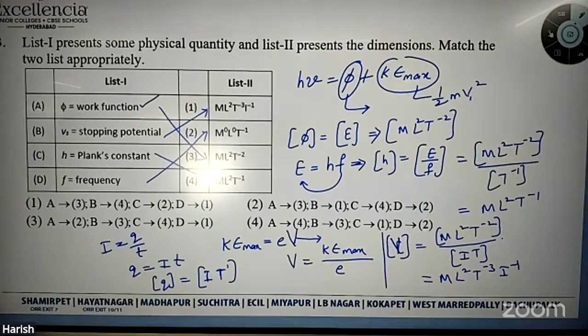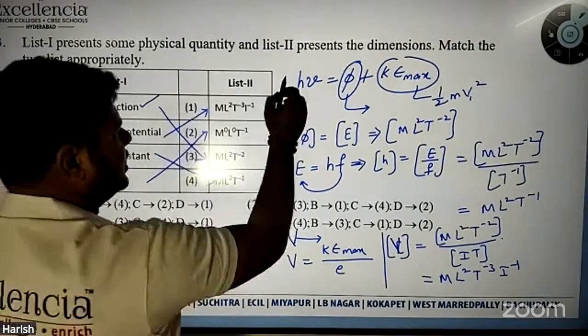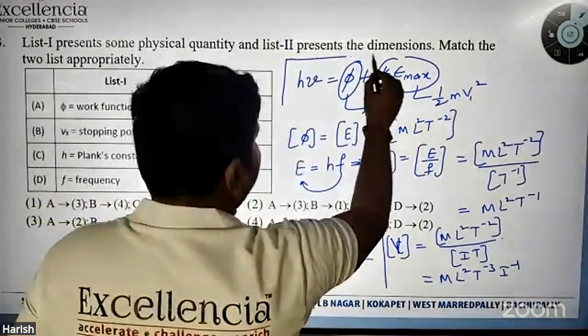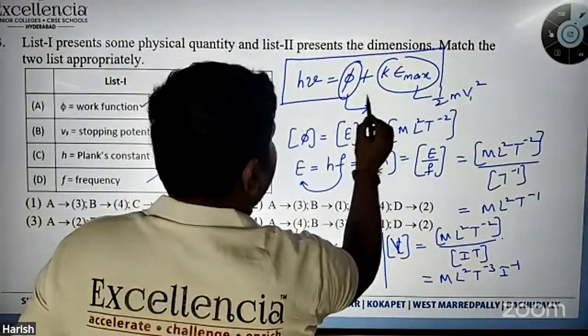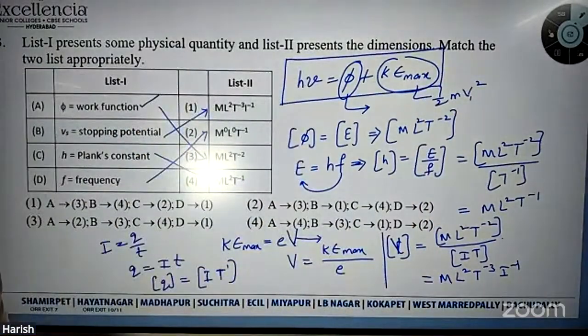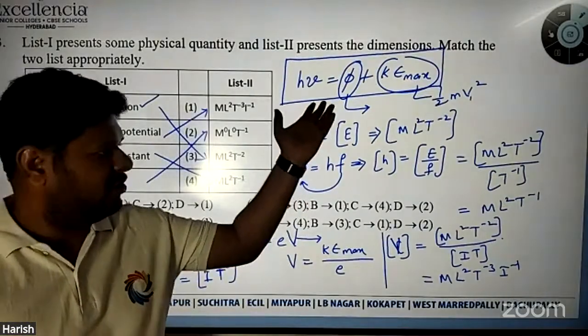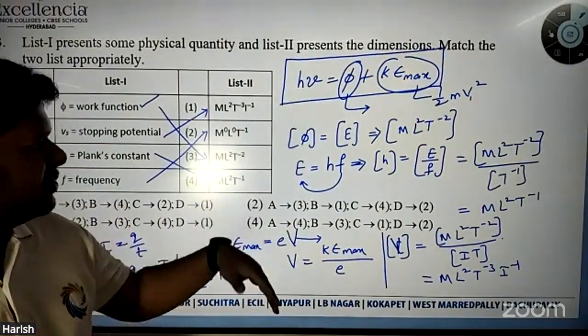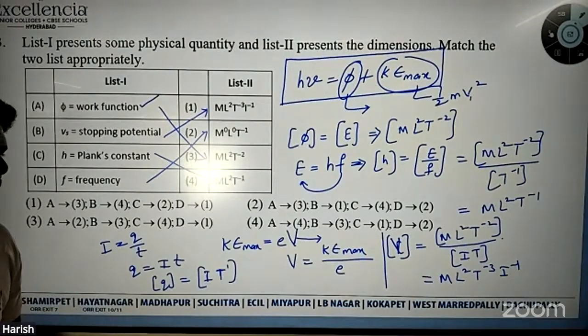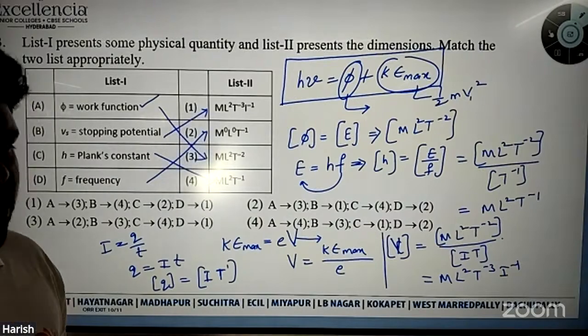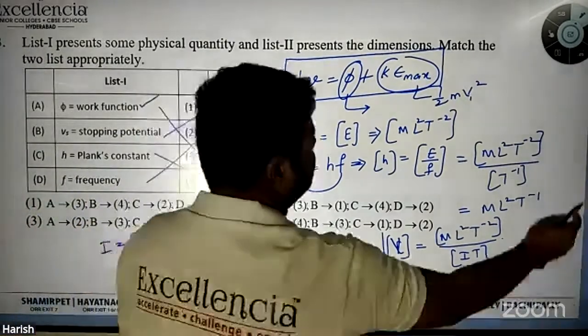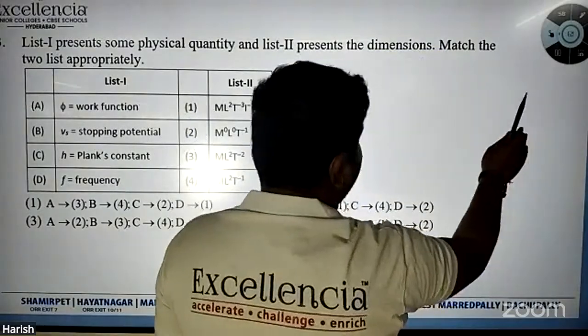So I tried to solve this question by using the formulas which are there in photoelectric effect. So this is the standard formula, Einstein formula. From there we can find out the dimensional formula for all these four formulas. Let us move on to the next question now.